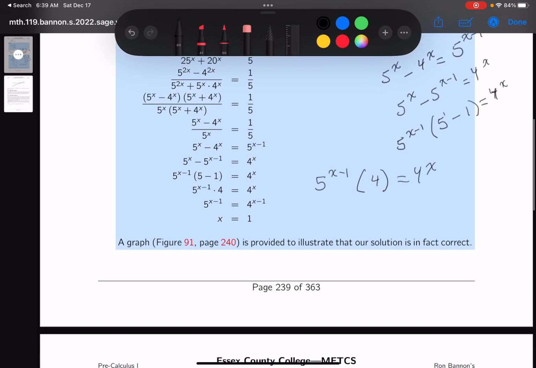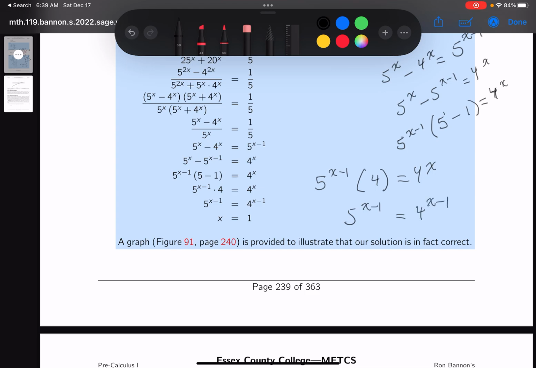All right, these are coming together. So it's going to be 5. I'm going to divide both sides by 4. X minus 1 is equal to 4 to the x minus 1. Again, divide both sides by 4. The only way this could be equal now is if x is equal to 1.